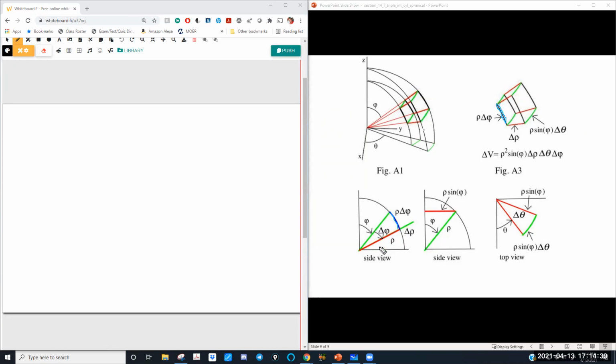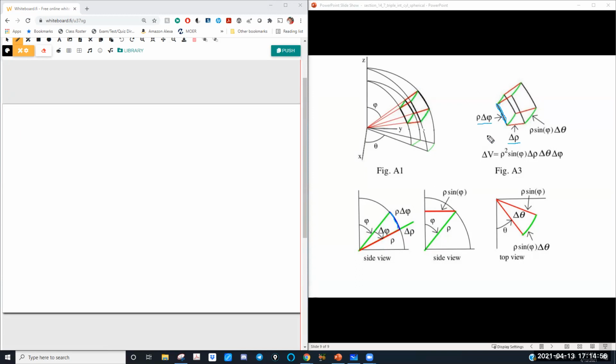Guys, this isn't something you have to memorize at all. You just need to know to put the rho squared sine phi in your integrand. I just want to give you a geometric sense of where it comes from. So that arc is rho times the angle, which is delta phi. So that's where that comes from.